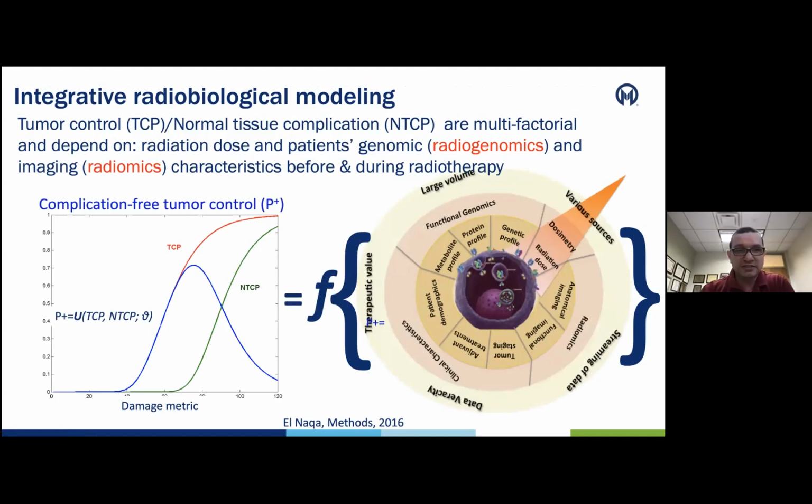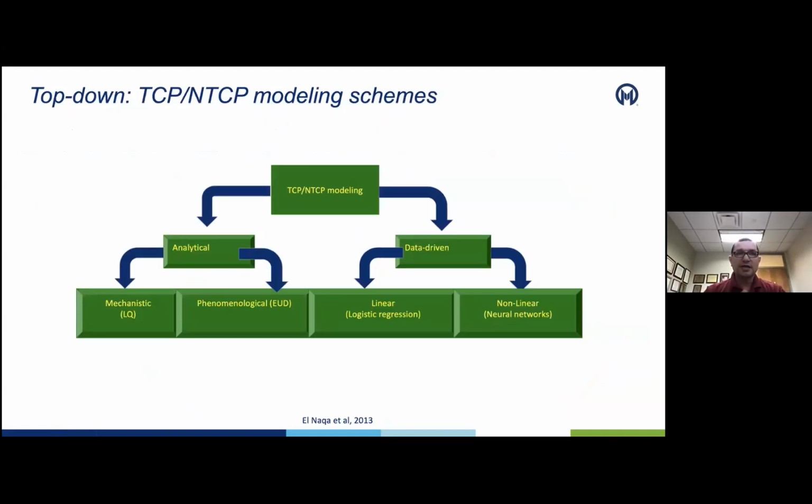So our TCP and NTCP metrics, including this P-plus metric, are functions of the damage metric, which combines those with other available omic information. So we look at radiation therapy as a big data or pan-omic type approach. Now, in this top-down approach, when modeling TCP and NTCP, we need to distinguish between analytical techniques. Some of them are mechanistic, like the LQ model. Some are phenomenological, like using EUD, equivalent uniform dose. This is when dealing with hotspots or cold spots.